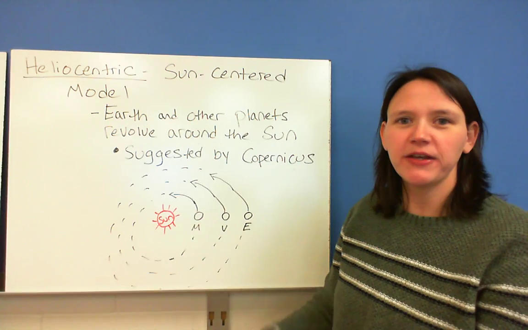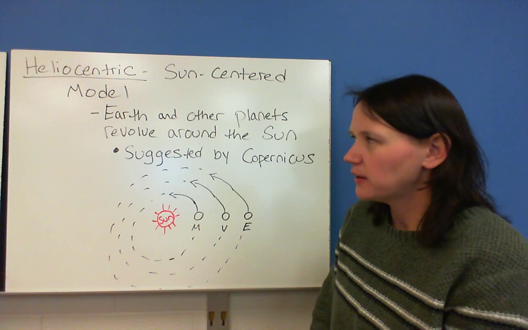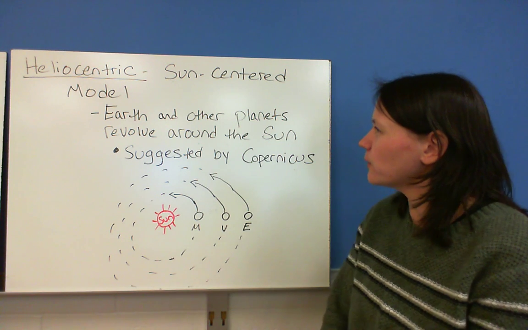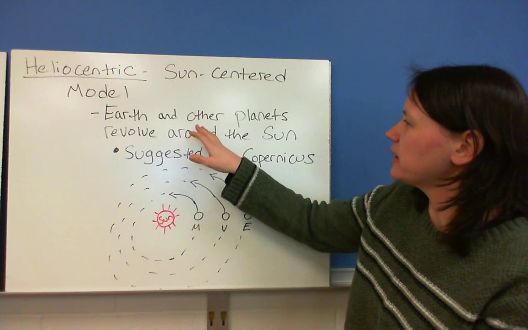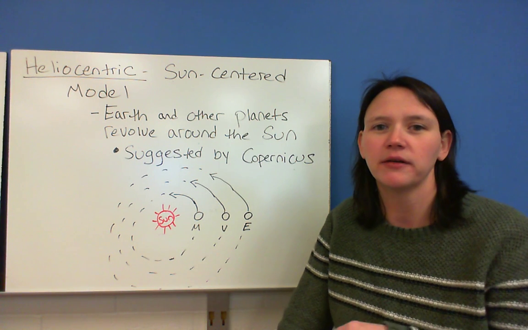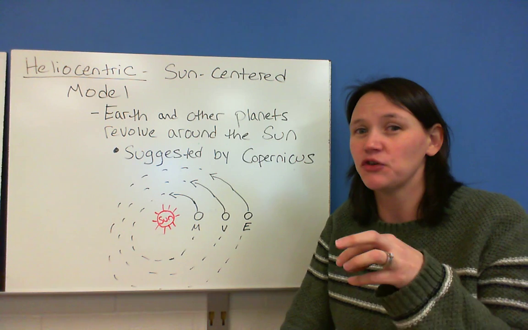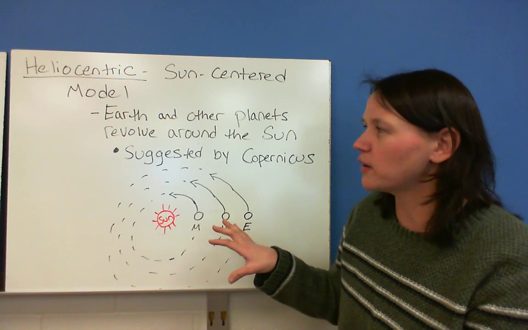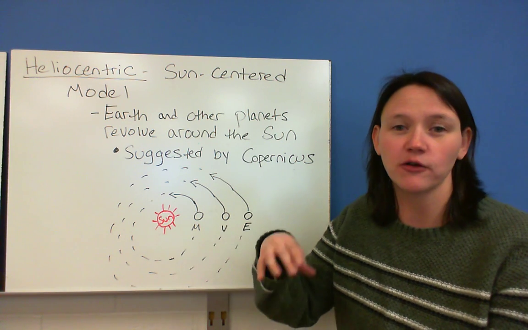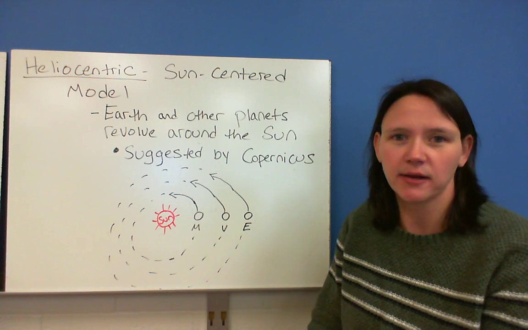And they came up with the heliocentric model. Helio meaning sun, and center, so heliocentric. And in a heliocentric model, the Earth and other planets revolve around the sun. Now, with the geocentric model, they were saying the Earth was the center of the universe. The heliocentric is saying the sun is the center of our solar system. And this was suggested by Copernicus.